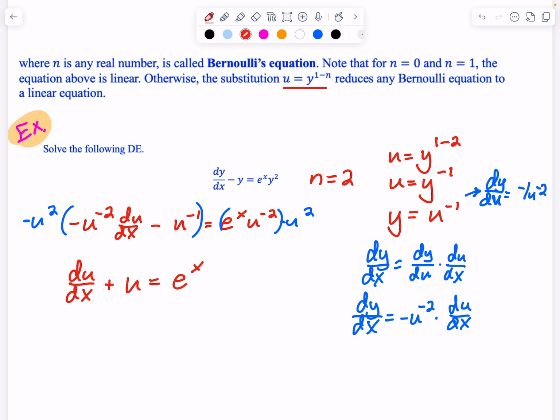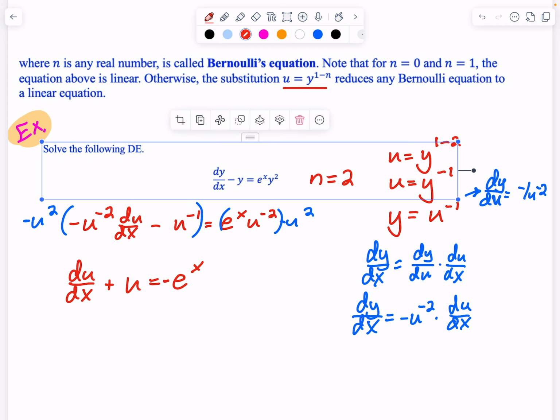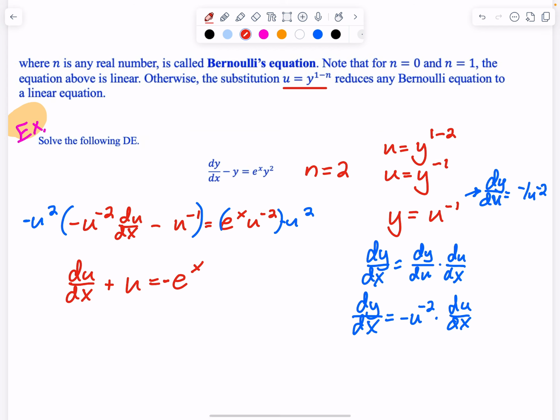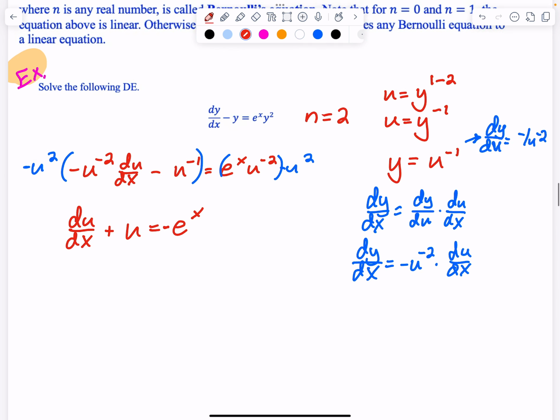All right, and then don't forget the negative has to distribute there at the very end as well. Okay, almost made a mistake there. So now if you take a look at this equation, this is, with u being our quote unquote y, our dependent variable, first order linear.